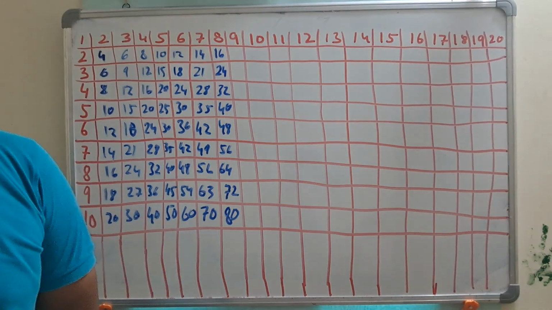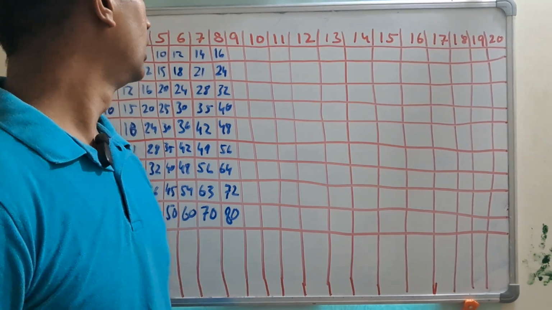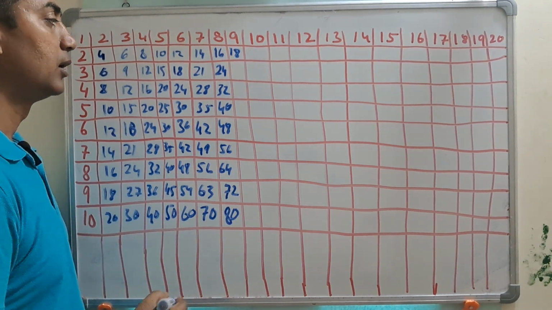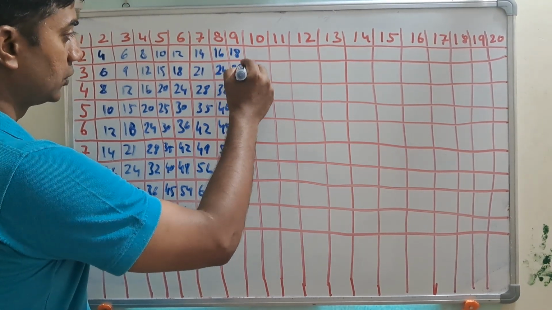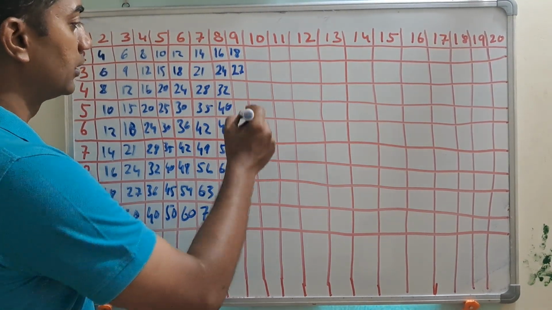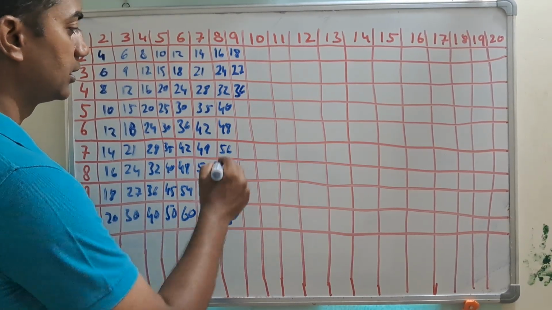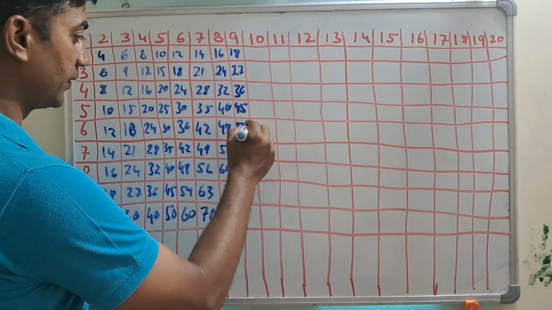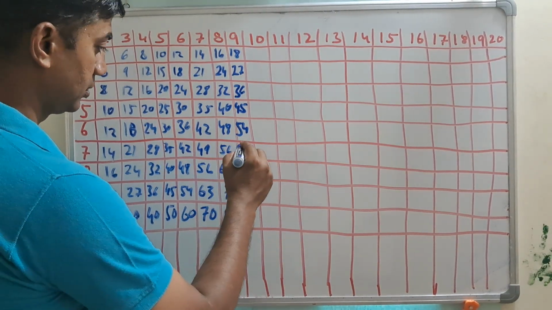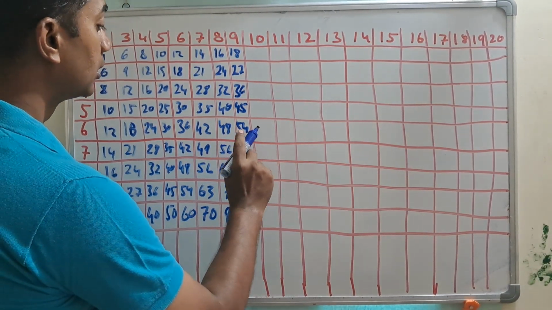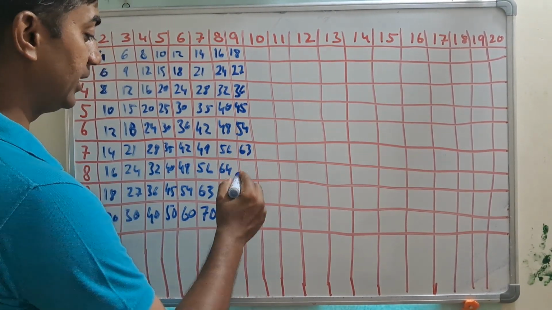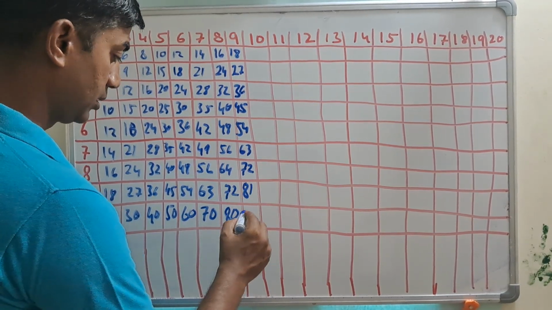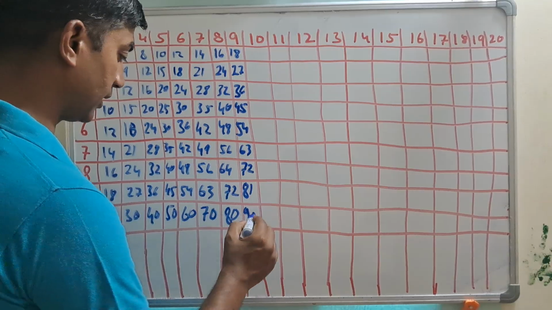Now we will practice for the table 9. 9 1 ja 9, 9 2 ja 18, 9 3 ja 27, 9 4 ja 36, 9 5 ja 45, 9 6 ja 54, 9 7 ja 63, 9 8 ja 72, 9 9 ja 81, 9 10 ja 90.